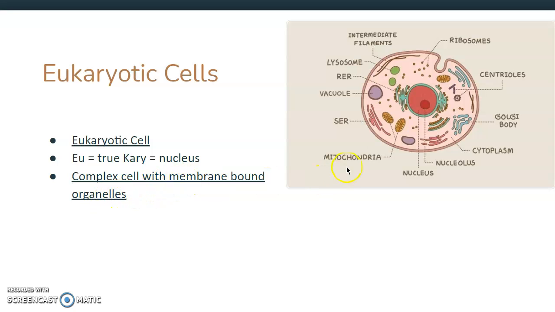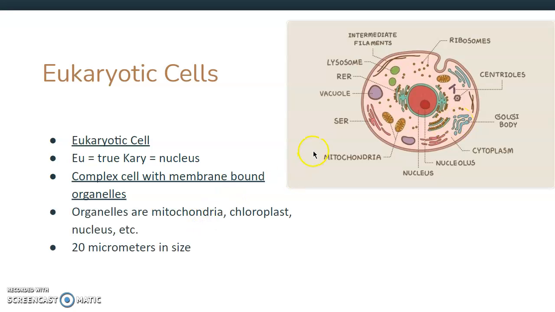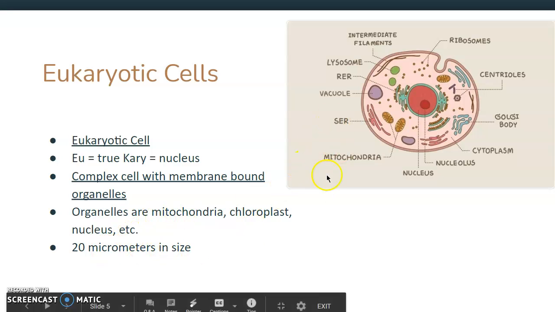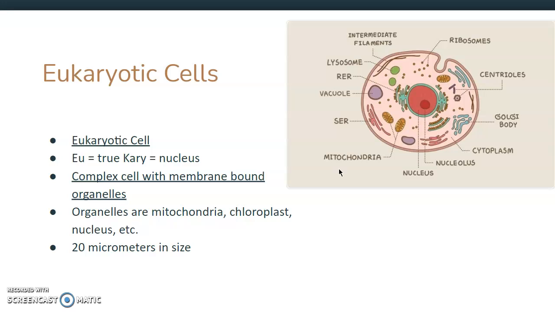membrane-bound organelles. We can see we have different vacuoles, this RER is rough endoplasmic reticulum, or smooth endoplasmic reticulum, the SER. Then we also have many different things like the mitochondria that we've talked about, a Golgi body, and lots of organelles, and it's very complex. This is also about 20 micrometers in size, and we'll look at that compared to our prokaryotic cells, but they're actually quite large compared to them.